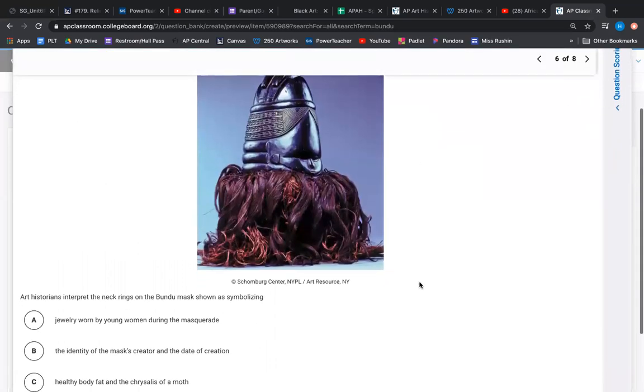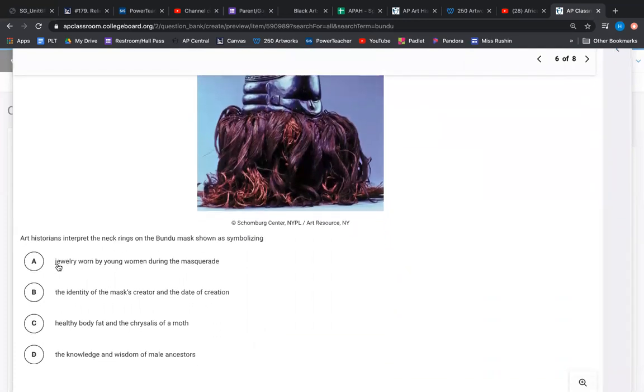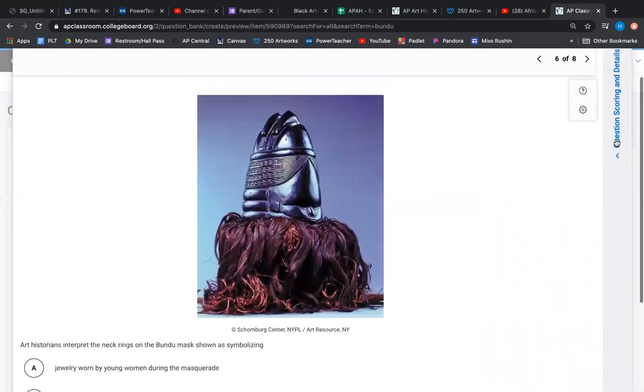This one is our image. Art historians interpret the neck rings on the Bundu mask shown as symbolizing A, jewelry worn by young women during the masquerade, B, the identity of the mask's creator and the date of creation, C, healthy body fat and the chrysalis of a moth, that's what she talked about in the video, D, the knowledge and wisdom of male ancestors. So I'm gonna go with C.